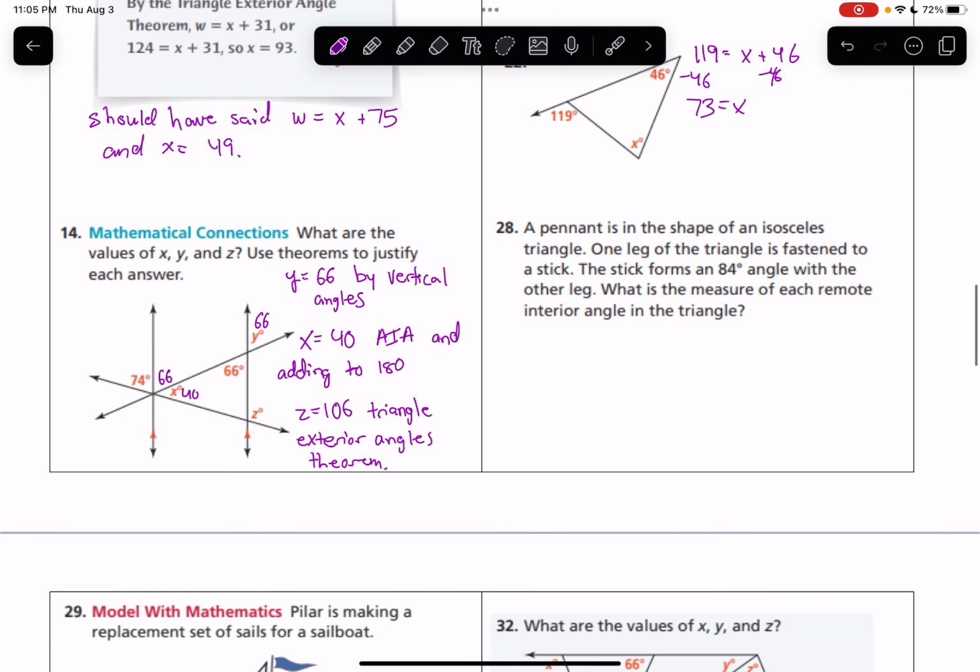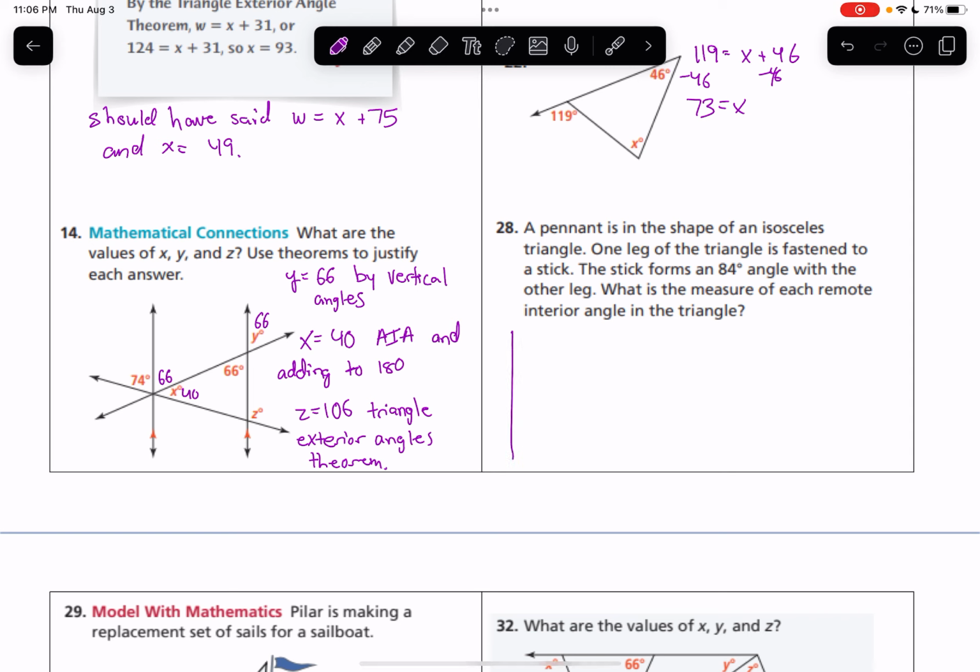Number 28, a pennant is in the shape of an isosceles triangle. One leg of the triangle is fastened to a stick. The other leg forms an 84-degree angle with, or the stick forms an 84-degree angle, rather, with the other leg. What is the measure of each remote interior angle? So this one took me forever to figure out how the book wanted me to draw it. So I'll draw a picture of what it really means here.